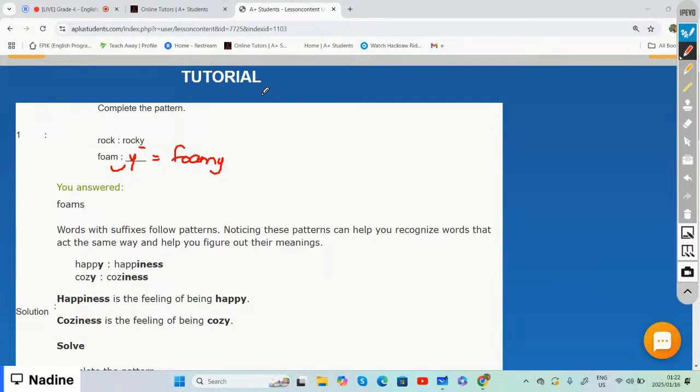If they add ness to the suffix, then you need to add ness to the other word also. So we have rocky with a Y, and then we have foamy.